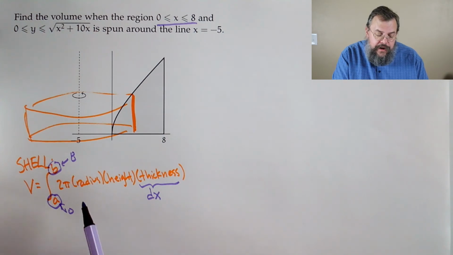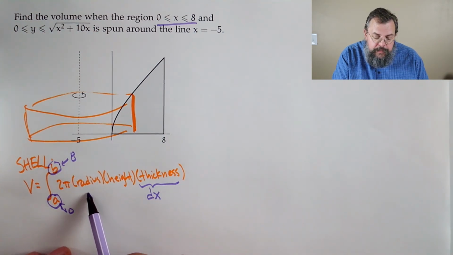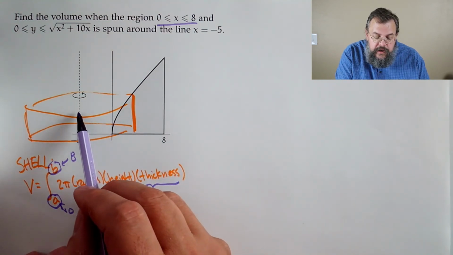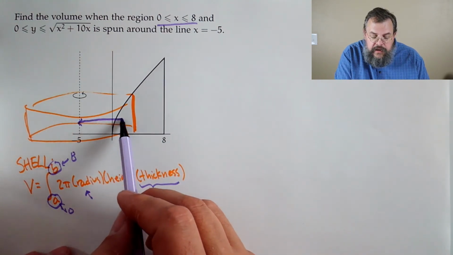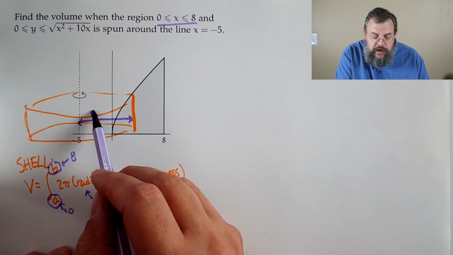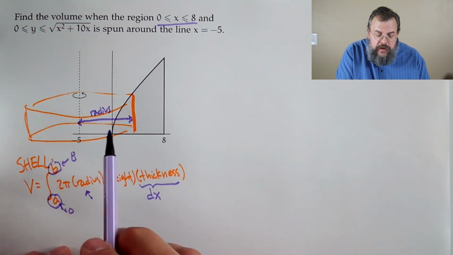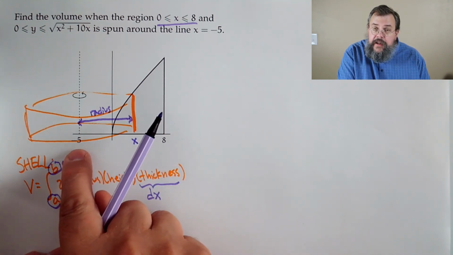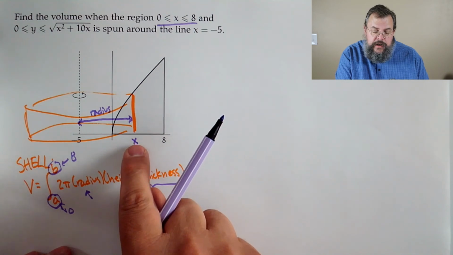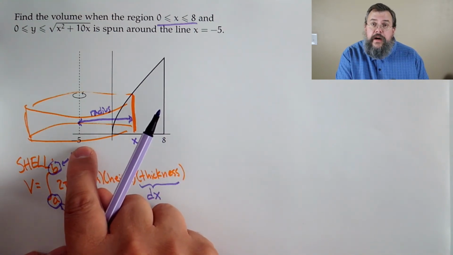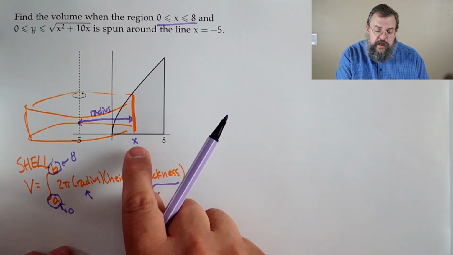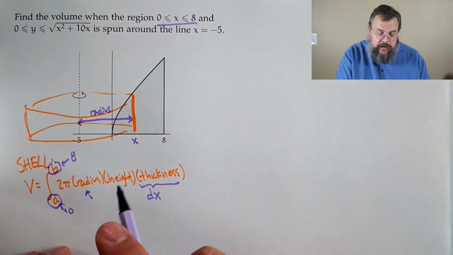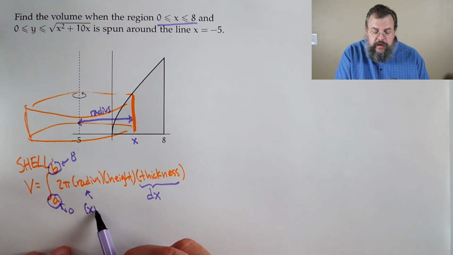How about our radius? What would that be? Well, it's from our slice to where we spin. So this would be our radius. So I'm at x here. I want to get to -5. How far is x from -5? Well, you take the right, subtract the left. x subtract -5 would make it x plus 5.